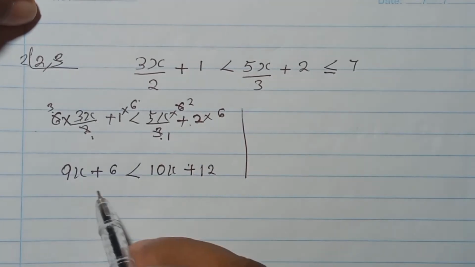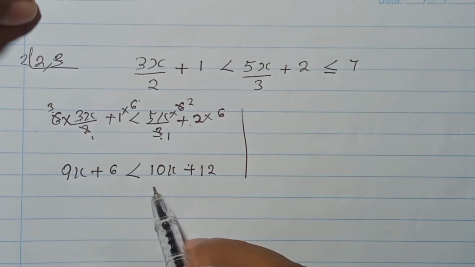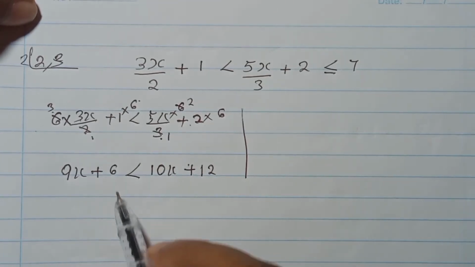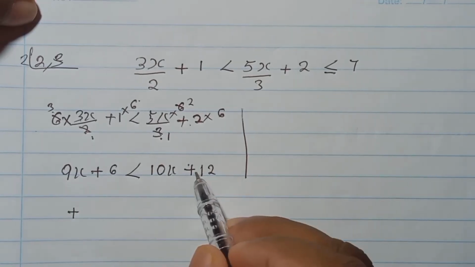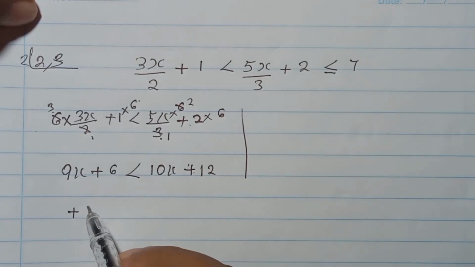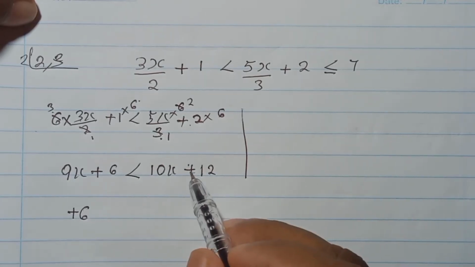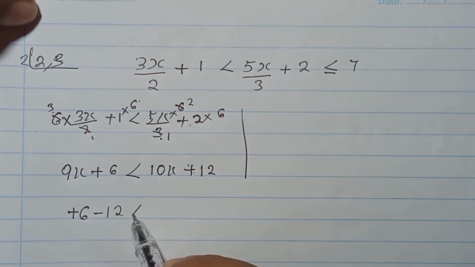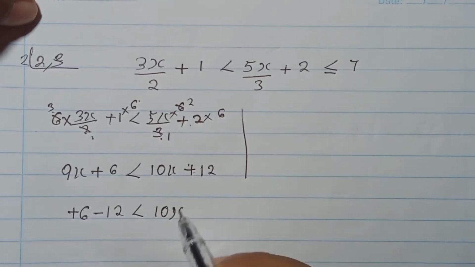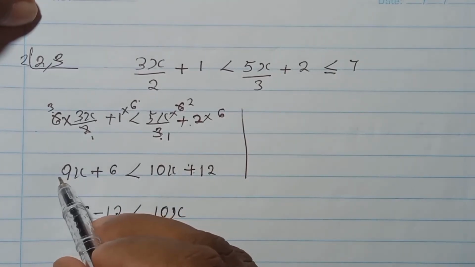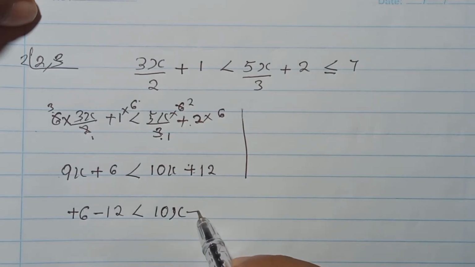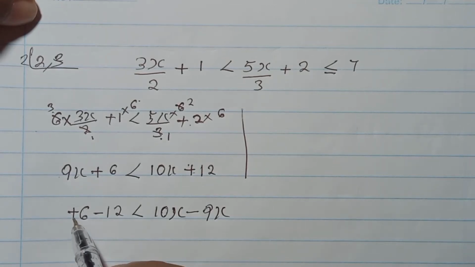Now very simple. Let's put x terms to one side and numbers to the other side. So I will bring it this way. This plus 12 I will bring to here. So here will be plus 6, and when I bring this plus 12 to here, it will be minus 12. And here 10x, 10x was already here. Then I will bring this plus 9x to this side. It will be minus 9x, right? Then here plus 6 minus 12. What's the answer? When you have different signs, we put the bigger one's sign and get the difference. So here will be minus 6.